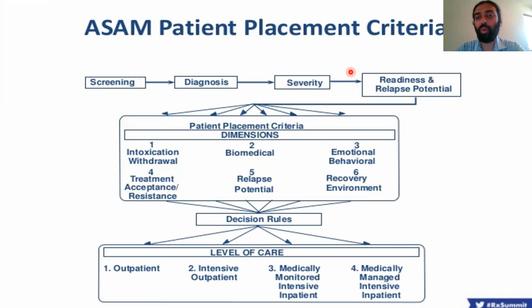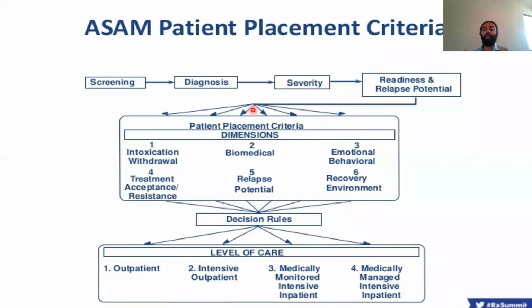So what is it? What is ASAM's patient placement criteria? So again, it really looks at a few different things, right? So it starts with screening, as I mentioned. Unless we screen, we have no idea that something might be going on or something might require an intervention, which then leads to diagnosis. Then there is an assessment of severity, readiness, and also relapse prevention, right?